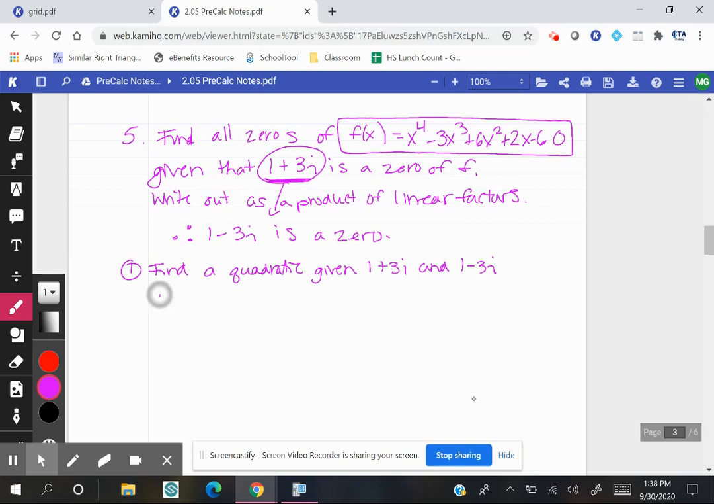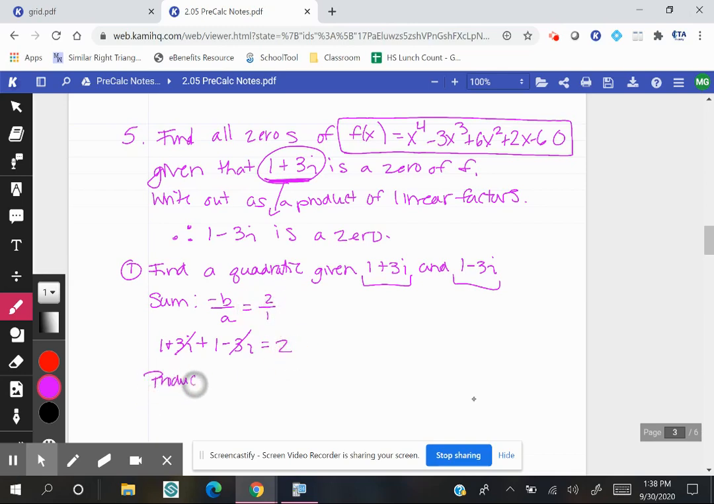So first I'm going to find the sum. Remember, your sum is just adding these two together, and the formula is negative b over a. So if I add 1 plus 3i plus 1 minus 3i, combine my like terms, they cancel, and I get 2. So I'm going to set that equal to 2 over 1.